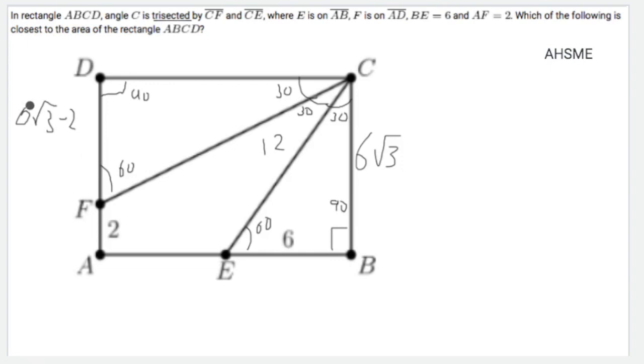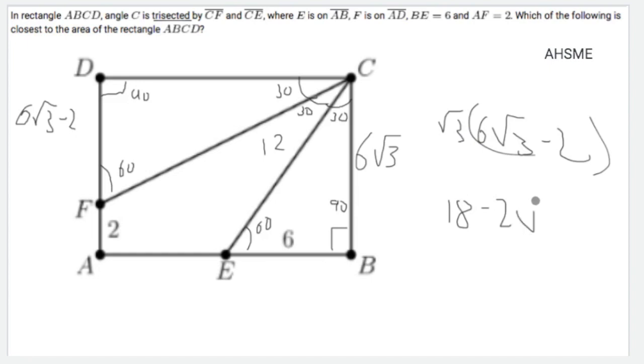And now all we do is multiply the side length of DF by square root of 3. So you get 6 times the square root of 3 minus 2 times the square root of 3. And now we're going to find the length of DC. If you multiply this, square root of 3 times square root of 3, the square roots cancel out. You get 18 minus 2 times the square root of 3. And that is DC.